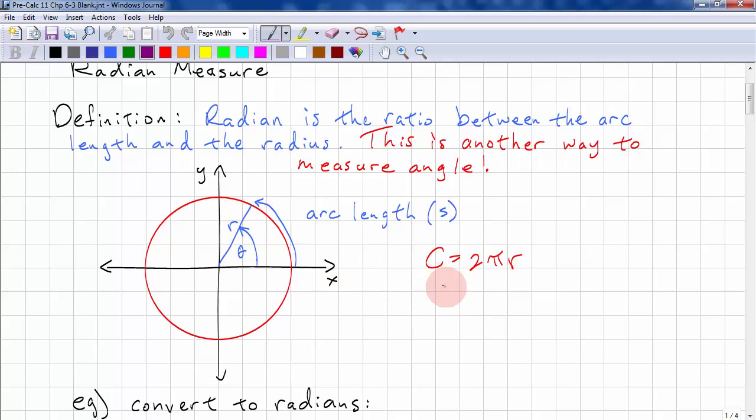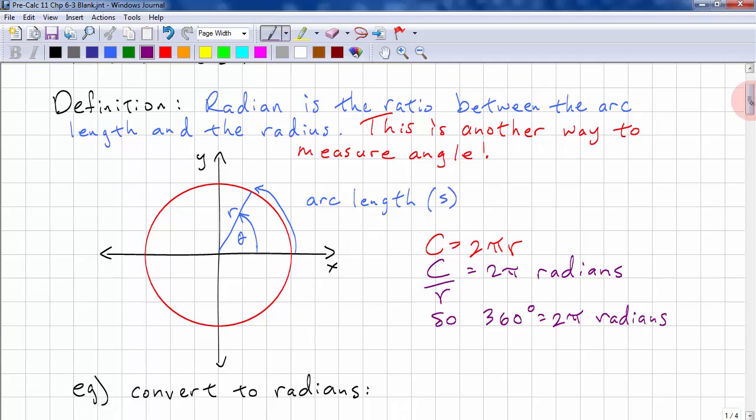If we look at the circumference, that's all the way around. The formula for circumference is 2 pi r. Now if we take C divided by r, we get 2 pi. And so it's natural that going all the way around for an angle measure is going to be 2 pi radians. So 360 degrees equals 2 pi radians.